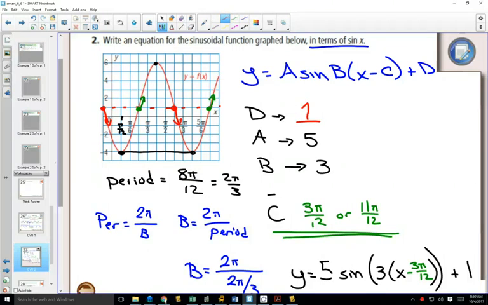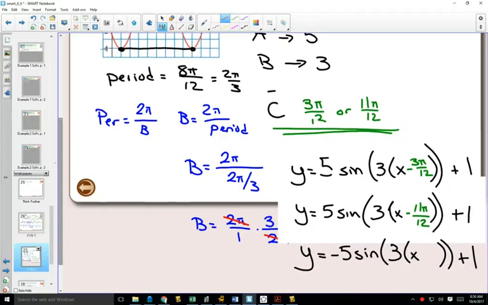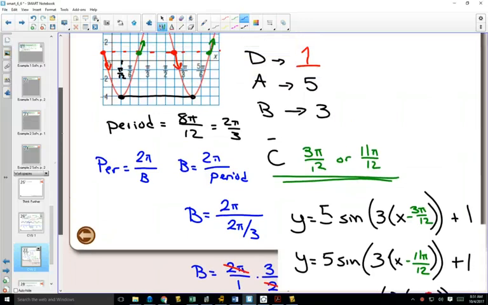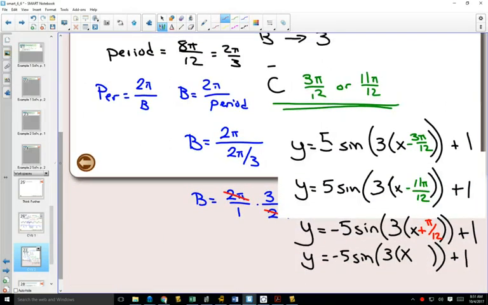If I choose this first one on the left, what would my translation be? Pi over 12 to the left. So then I would have plus pi over 12 in there. If I chose the other one, if we go by pi over 12s, 1, 2, 3, 4, 5, 6, 7 to the right, minus 7 pi over 12.